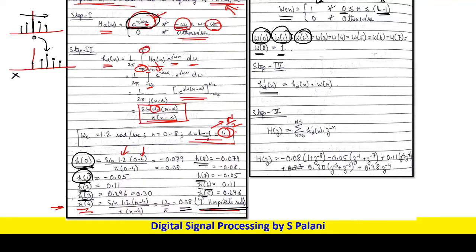Then W2 will be multiplied by h2, and so on. In this way we will be calculating this, and thereafter we will go for the calculation of the transfer function. So it's just simple: h dash 0 plus h dash 1 into z inverse plus h dash 2 into z to the power minus 2, and so on. You just see we have put those values, and we get H(z). Then you can easily realize the filter.